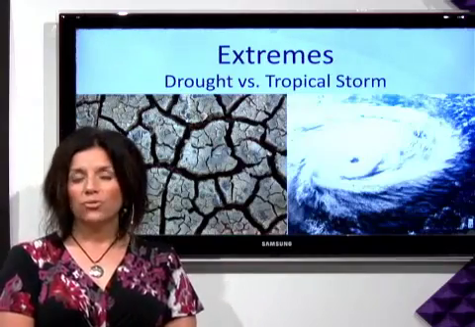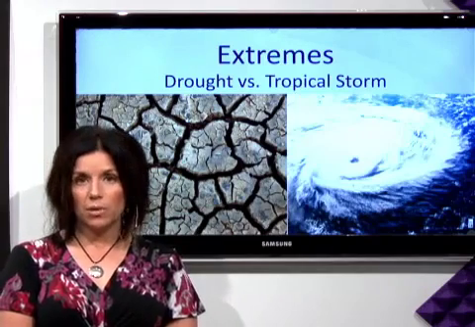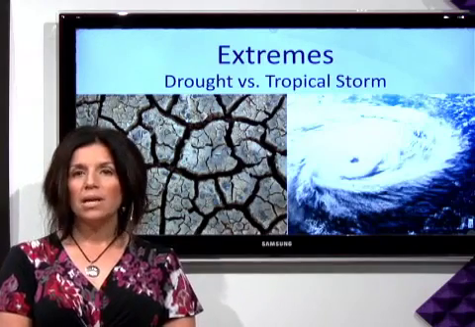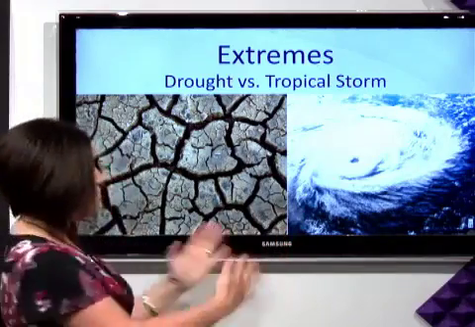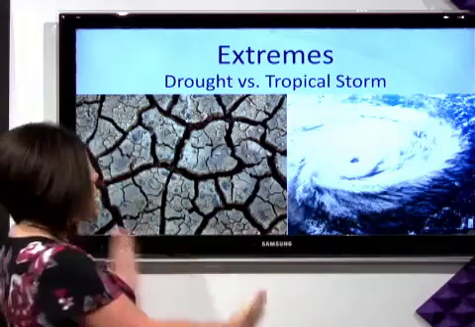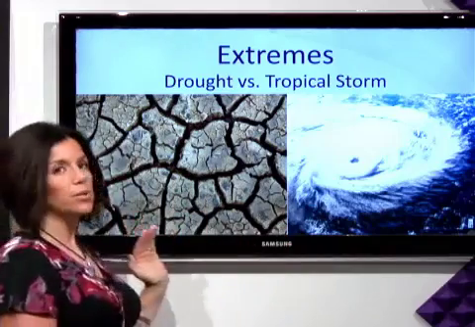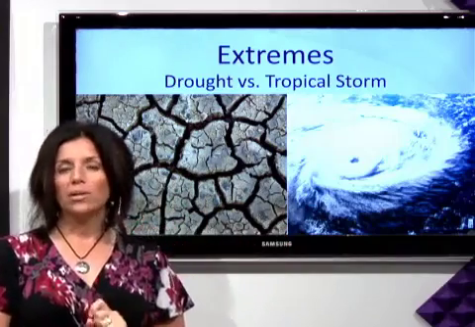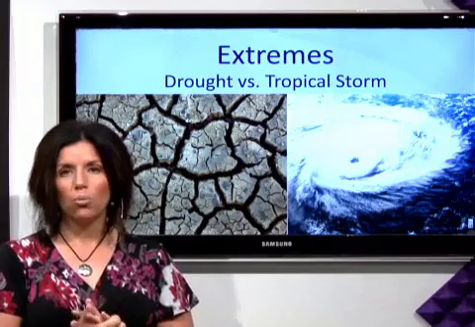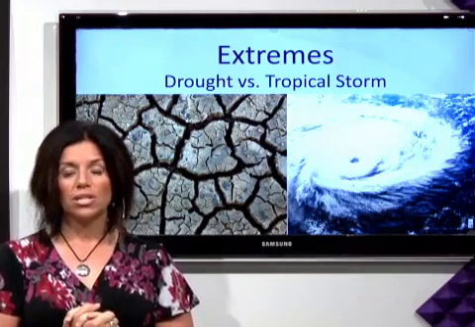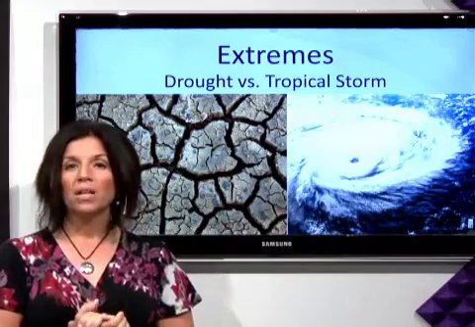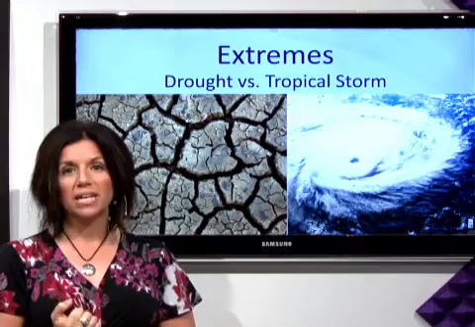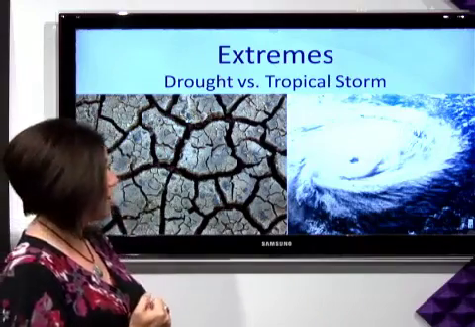In all of these different regions, we can also experience extremes in climate. Extremes means way over here or way over here. This is a picture of two extremes. On the left, we have a picture representing a drought. A drought is a period of time where there's no rain and it causes everything to be very dry and eventually for all plant life to die. This can be a hardship for the plants, animals, and people who live in that area.